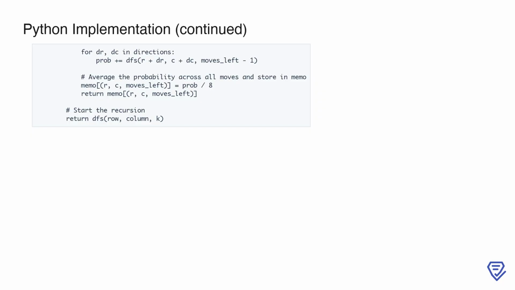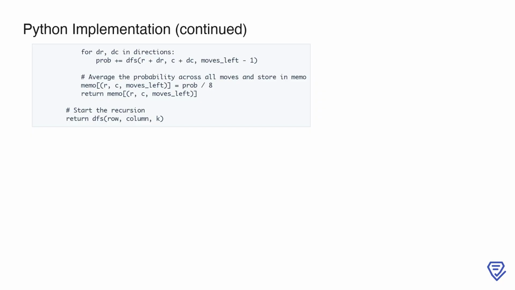Once all moves have been considered, we calculate the average probability by dividing prob by 8, since the knight has 8 possible moves. This average probability is then stored in the memo dictionary with the current state as the key, so we can reuse it if the same state is encountered again. Finally, the function returns the memoized probability for the current state.